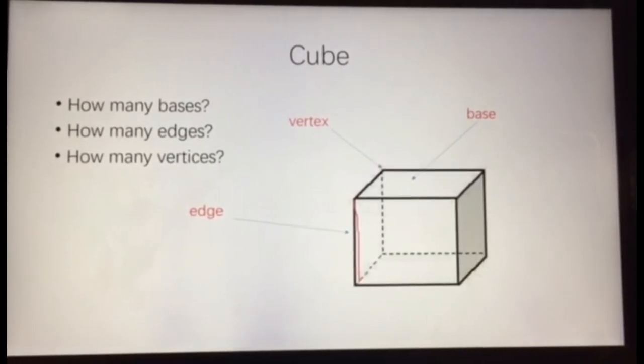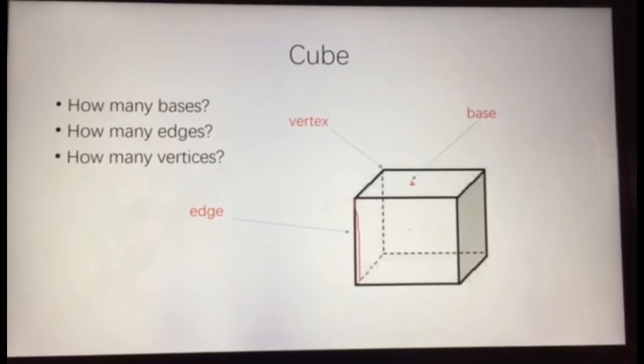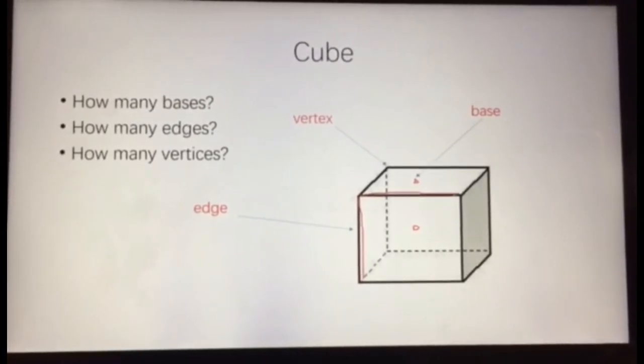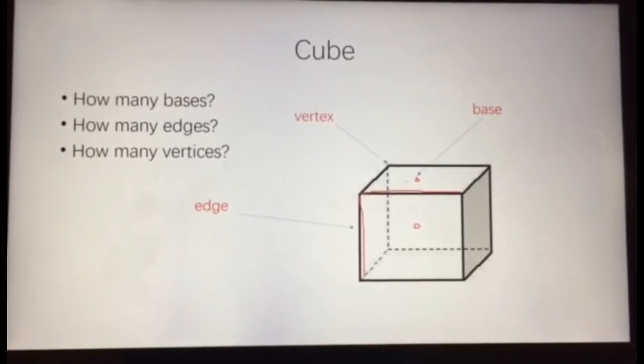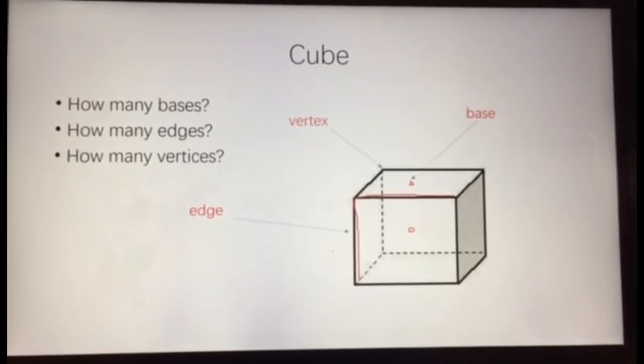Remember that like this space and this space, these two bases share one edge. Remember, you don't count a shared edge or a shared vertex more than one time. All right.